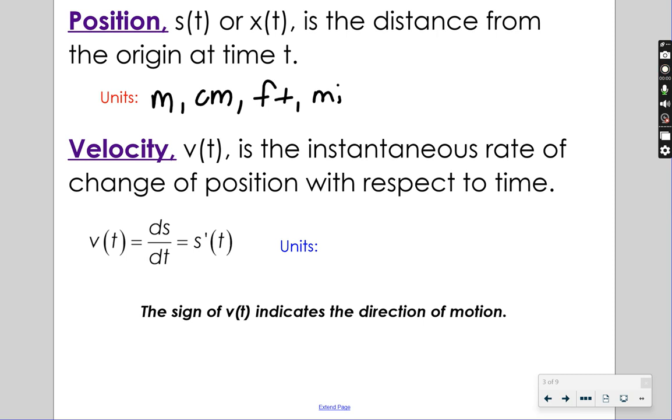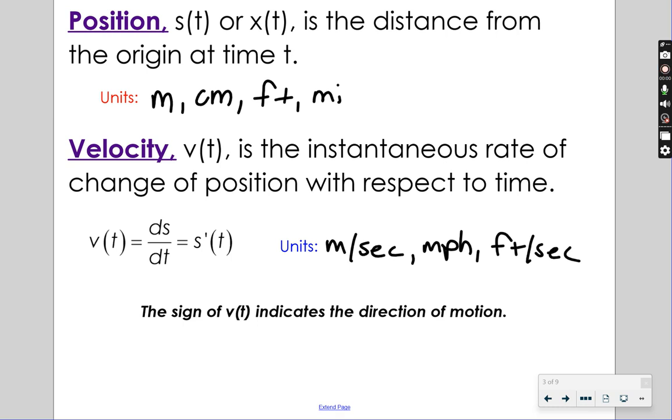For velocity, that's the instantaneous rate of change of position with respect to time. So that would be v of t or ds dt, s prime of t. Some units we might have for this would be like meters per second, miles per hour, feet per second. So we have a distance over a time. Those are going to be our units, distance over time.